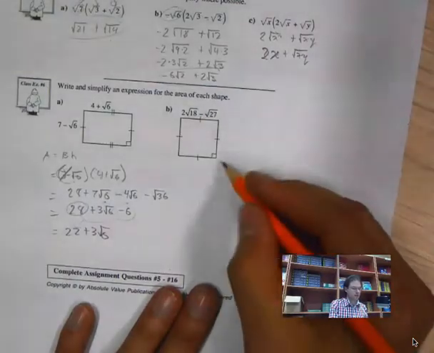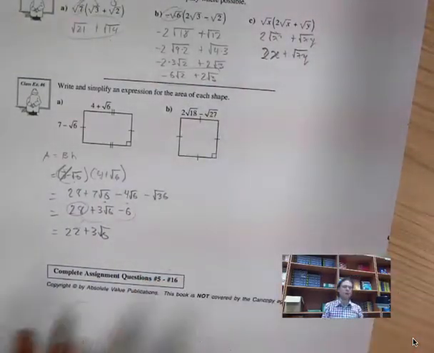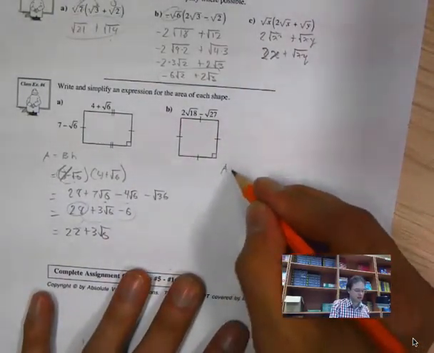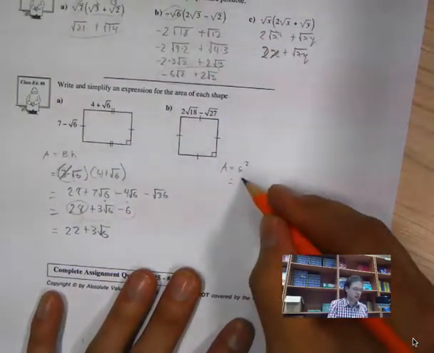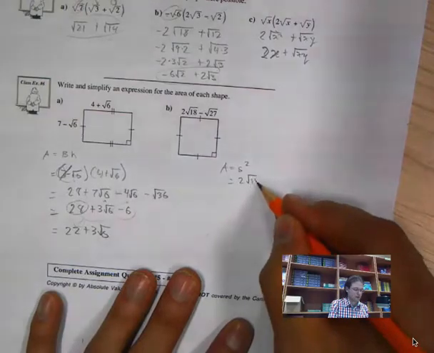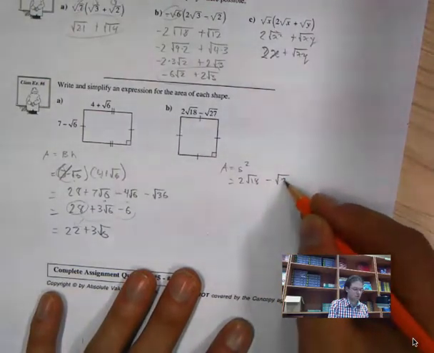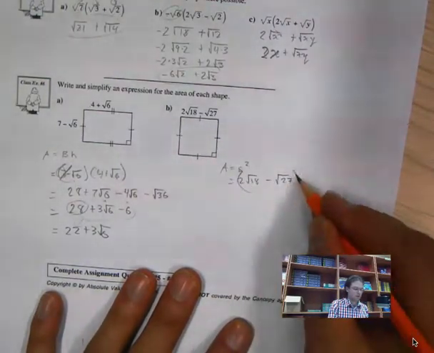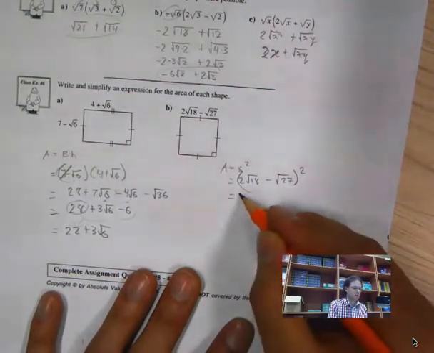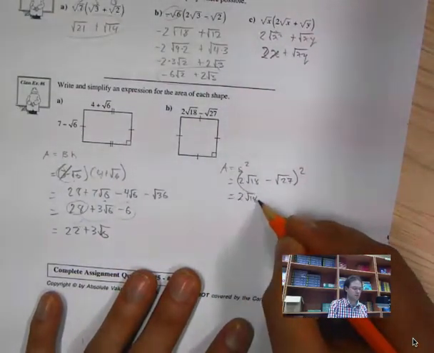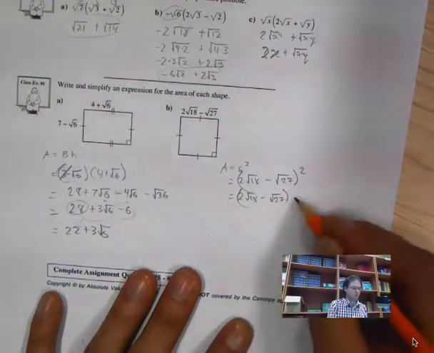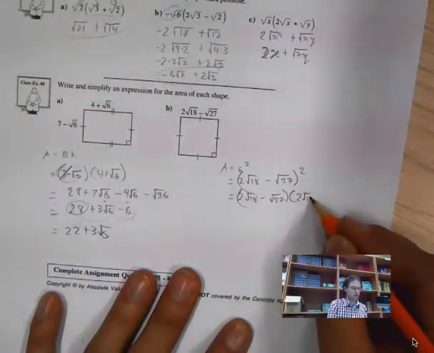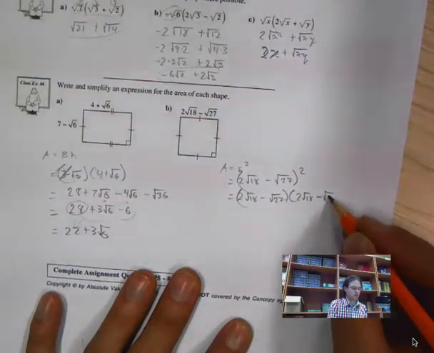Now here's the last one. So same idea. For a square, area is equal to side squared. In this case we have 2 root 18 minus root 27. And what do we want to do? We want to square that. So that's the same thing as 2 root 18 minus root 27 multiplied by 2 root 18 minus root 27.